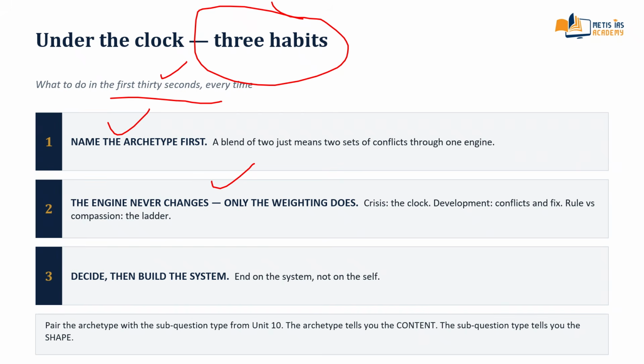The third one: decide, then build the system. Two things reliably separate high scorers: an owned, justified choice rather than fence-sitting or instant resignation, and a systemic fix that converts personal virtue into institutional safeguard. So end on the system, not on the self.